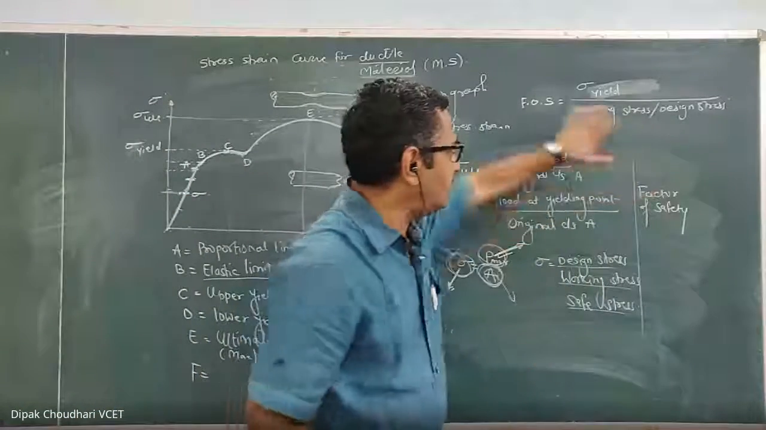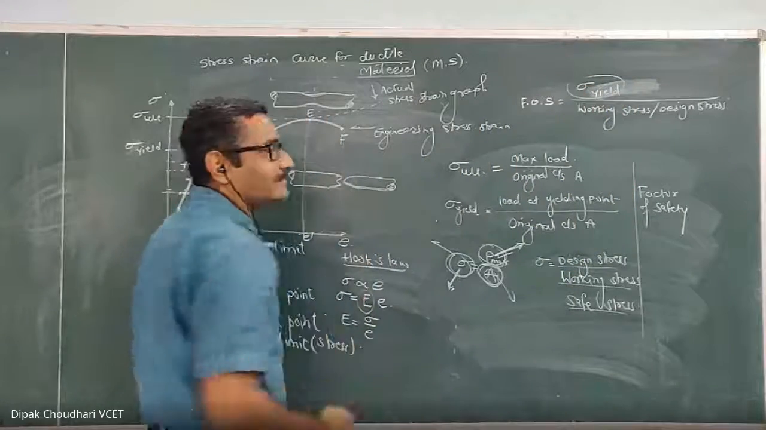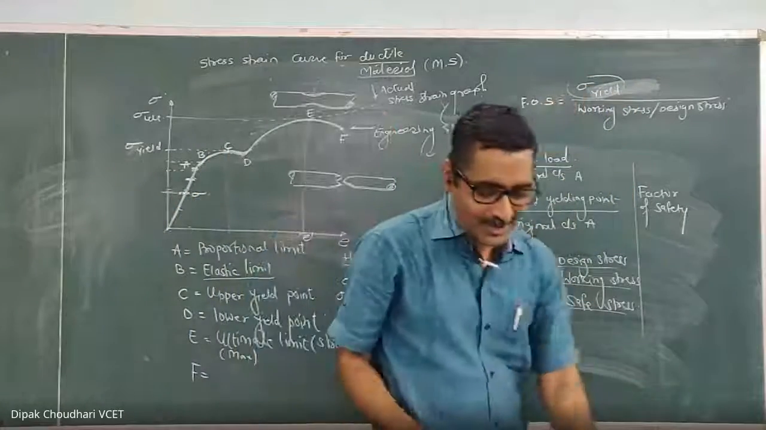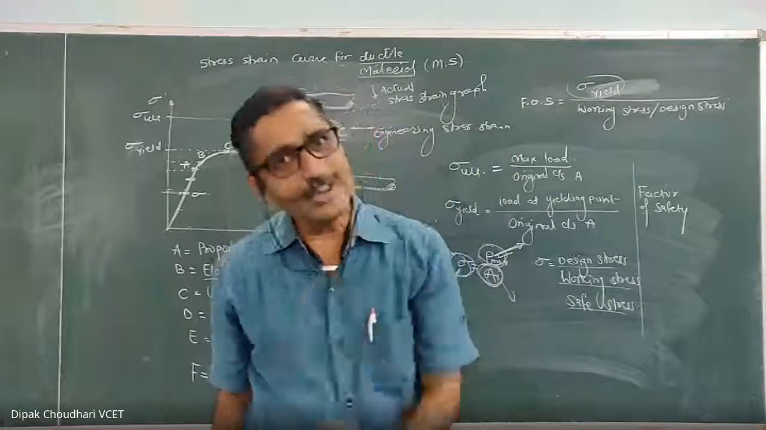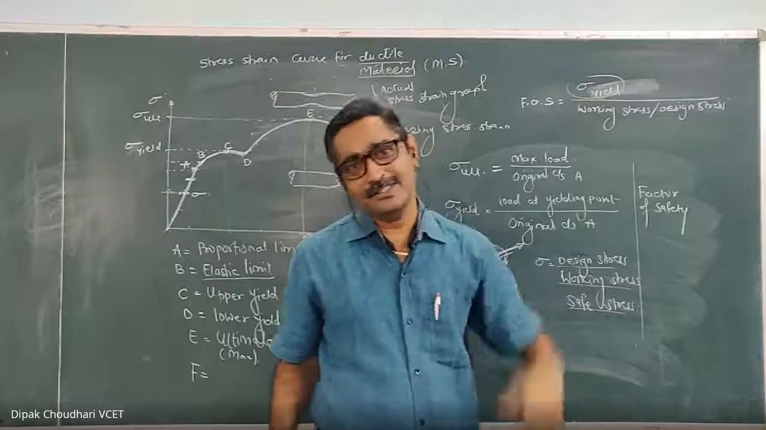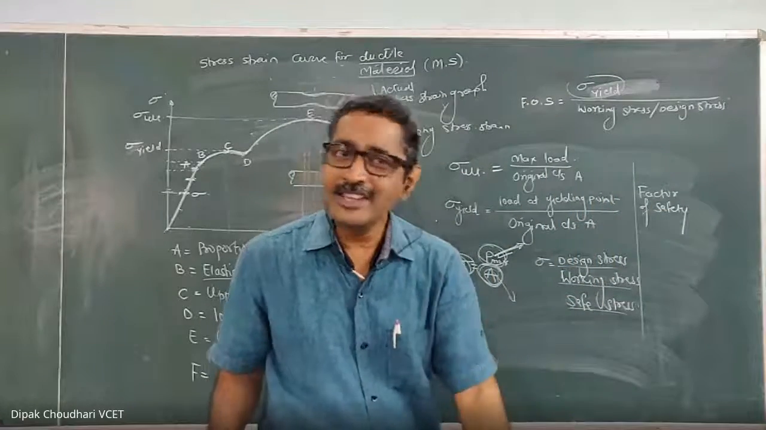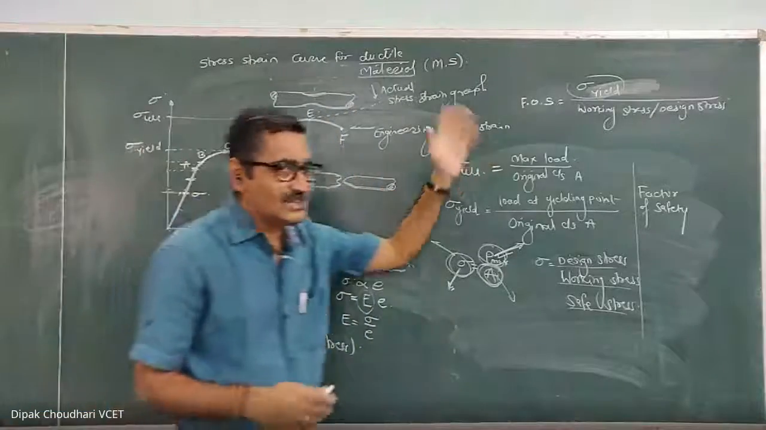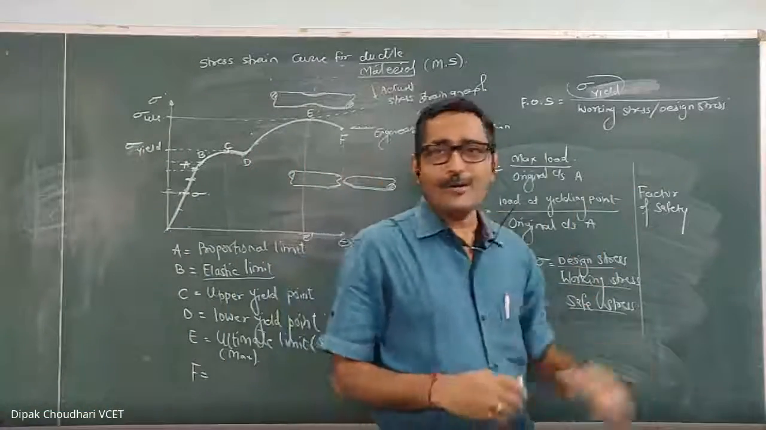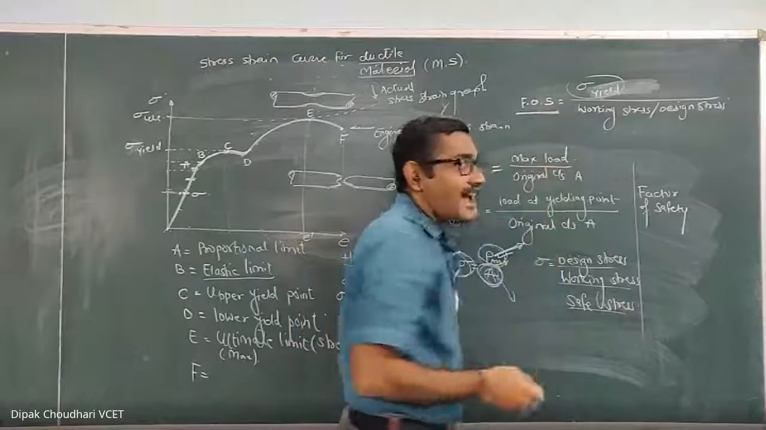This yield stress you can get from experimentation. For that particular material, the manufacturer's catalog will also have this value. Because the manufacturer conducts the experiment and, for that particular material, provides a catalog of the different properties of that material. So yield stress you can get from experimentation or from the catalog. This factor of safety has to be decided.